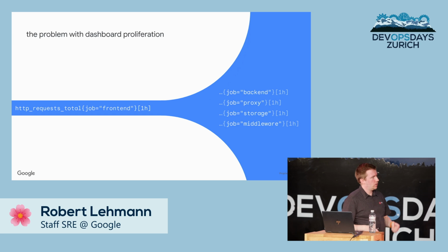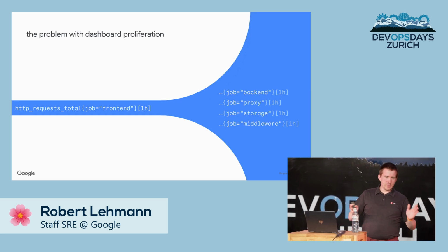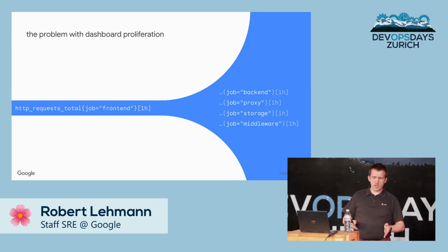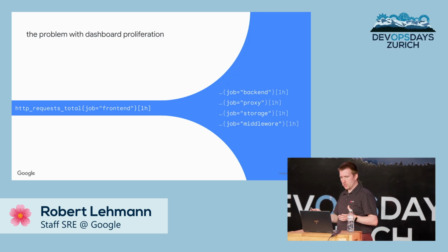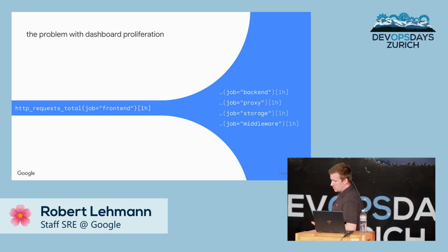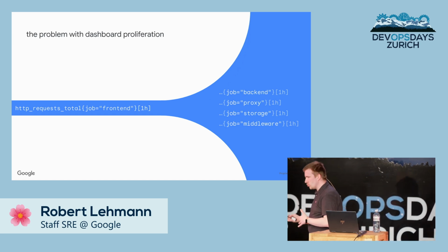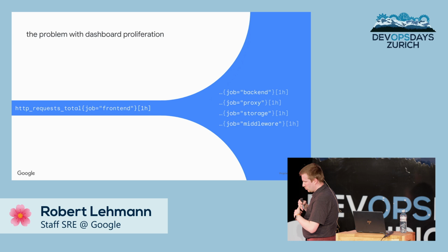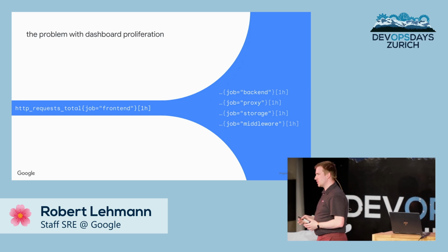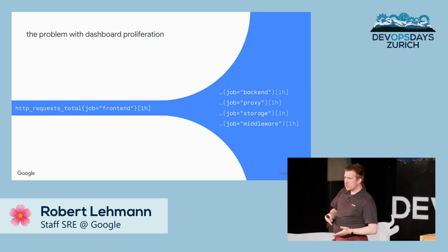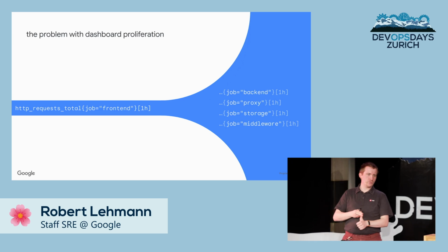And now you go and copy that 1 time, 2 times, 15 different times, and you end up with a huge growth of dashboards, right? You will have the same query, the same expression for your backend, for your middleware, for all the different services that you run. That's okay-ish, except for two things, right?